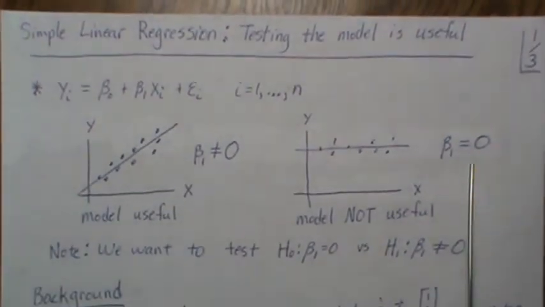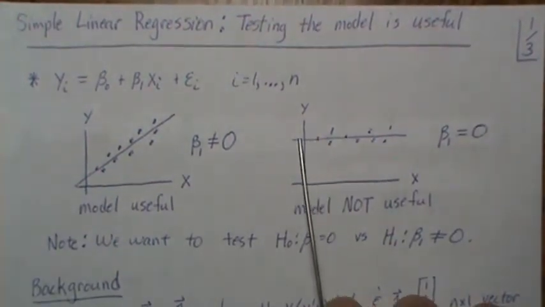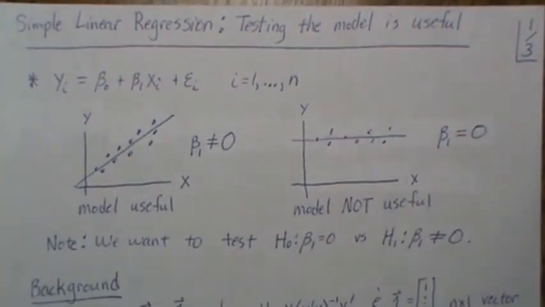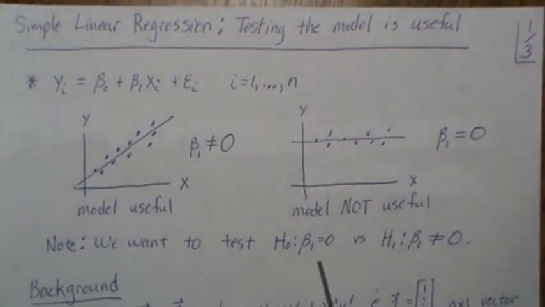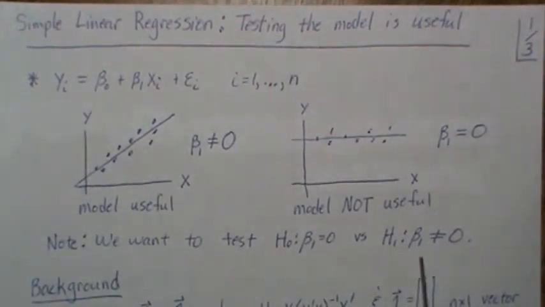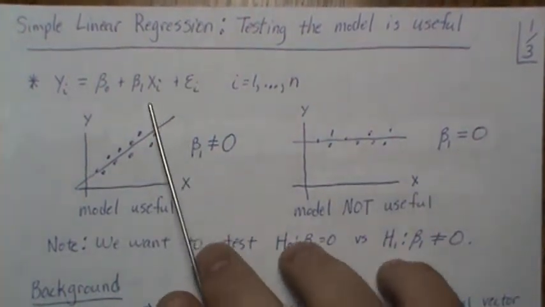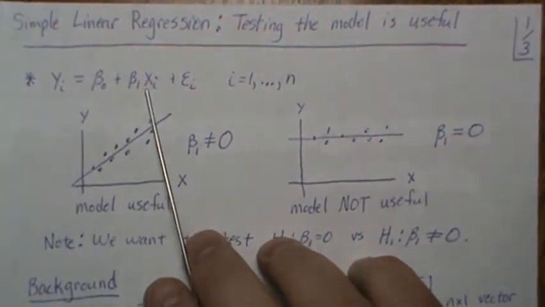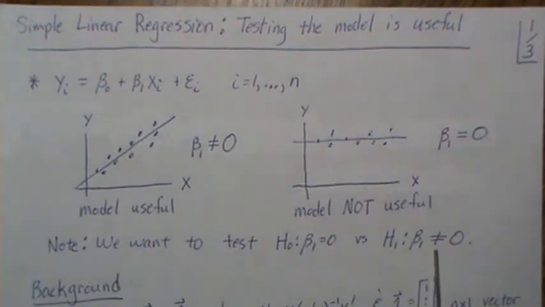Now when the slope is roughly zero, we say the model's not useful, because whatever X you pick, you pick the same Y. And so there's no benefit in using X to help us predict Y. Ultimately we want to test whether the slope is zero versus the slope is not zero. When the slope is zero, it says the model is not useful. When it's zero, it says this X variable is not needed to help predict Y. And so with beta 1 not equal to 0, the model is useful.